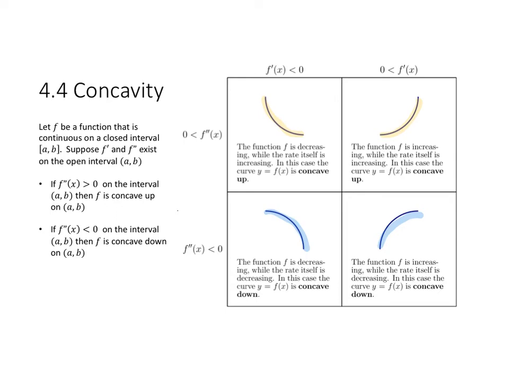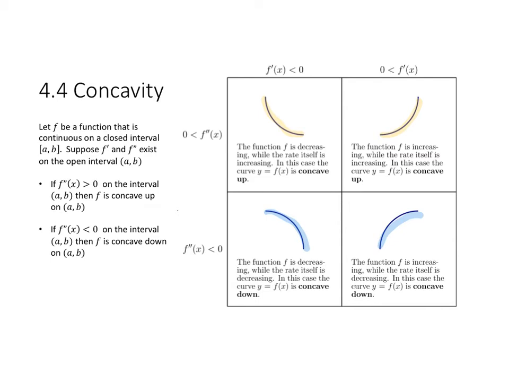So when our second derivative is positive, we're concave up. And when our second derivative is negative, we're concave down. And we can be concave up and increasing or concave up and decreasing. Here, this is a function that is decreasing but concave up. And this is a function that is increasing but concave up. Here we have a decreasing concave down and an increasing concave up.